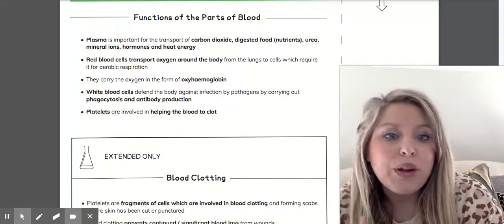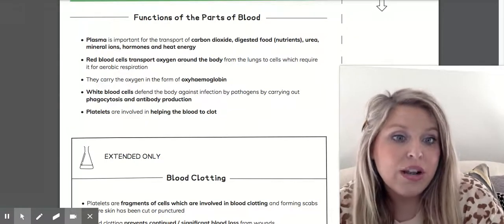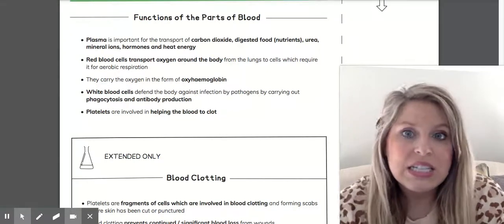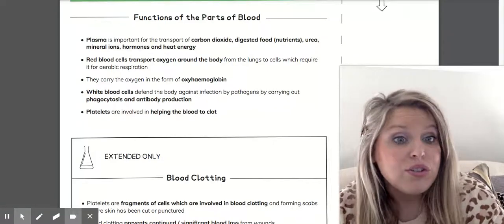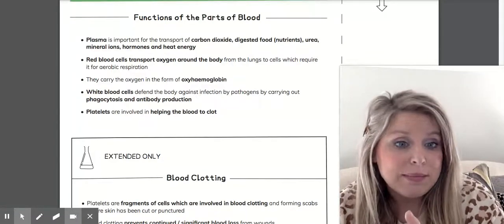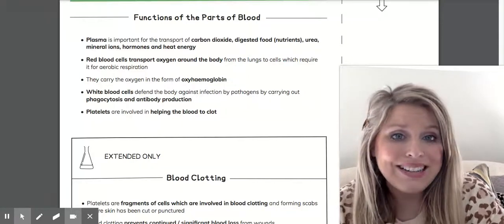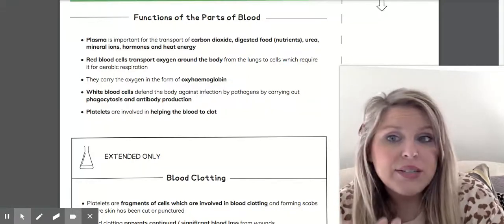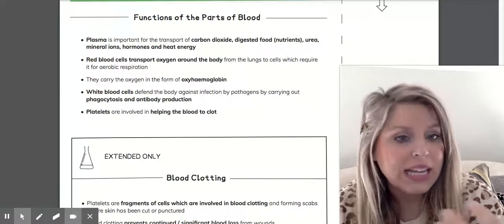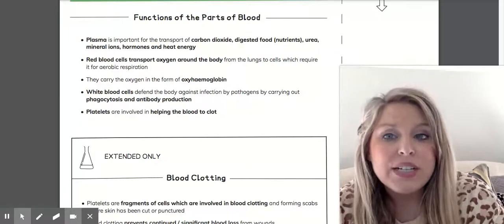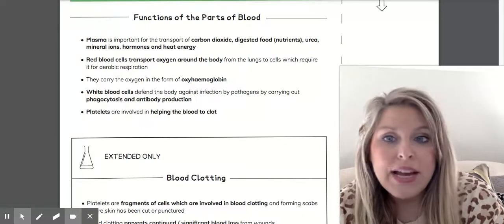Okay. Then we can go ahead and talk about the functions of the plasma. Now, plasma is important for the transport of all sorts of different nutrients and entities in our blood: carbon dioxide, digested food, which is like nutrients, think carbohydrates, proteins, and fats that have been digested, urea, which is a waste product, mineral ions that are needed around our body, hormones, even heat energy can be transported by our blood plasma.